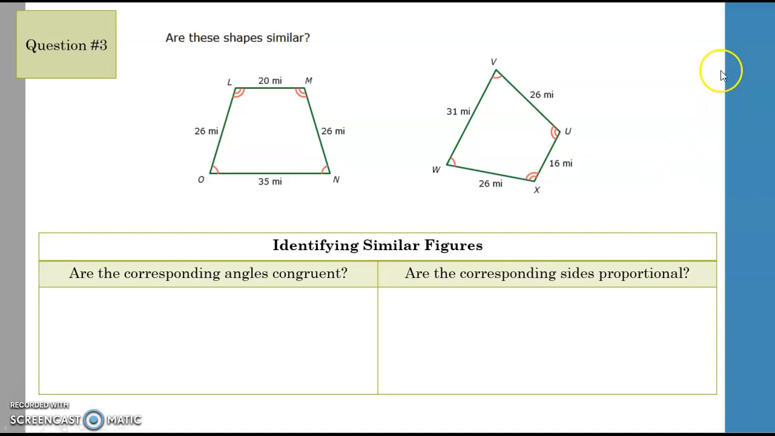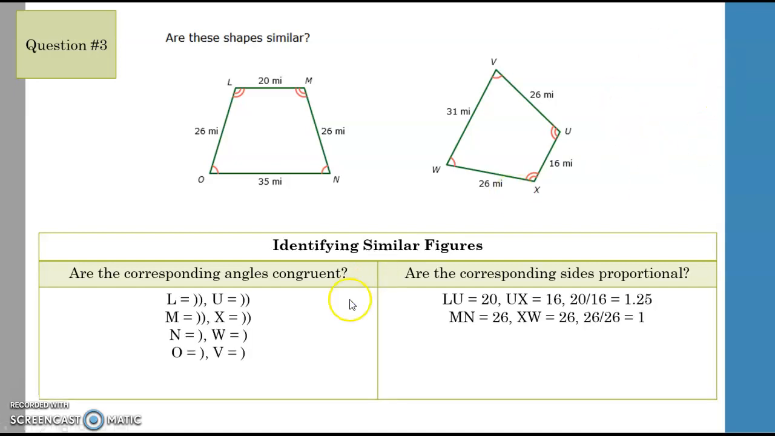All right, let's go ahead and take a look at the answer. So yeah, those curved lines do match up. L and M both have 2 sets of curved lines, and so do U and X. They are congruent to one another. N and O each have 1 curved line, so do V and W, so they are congruent.